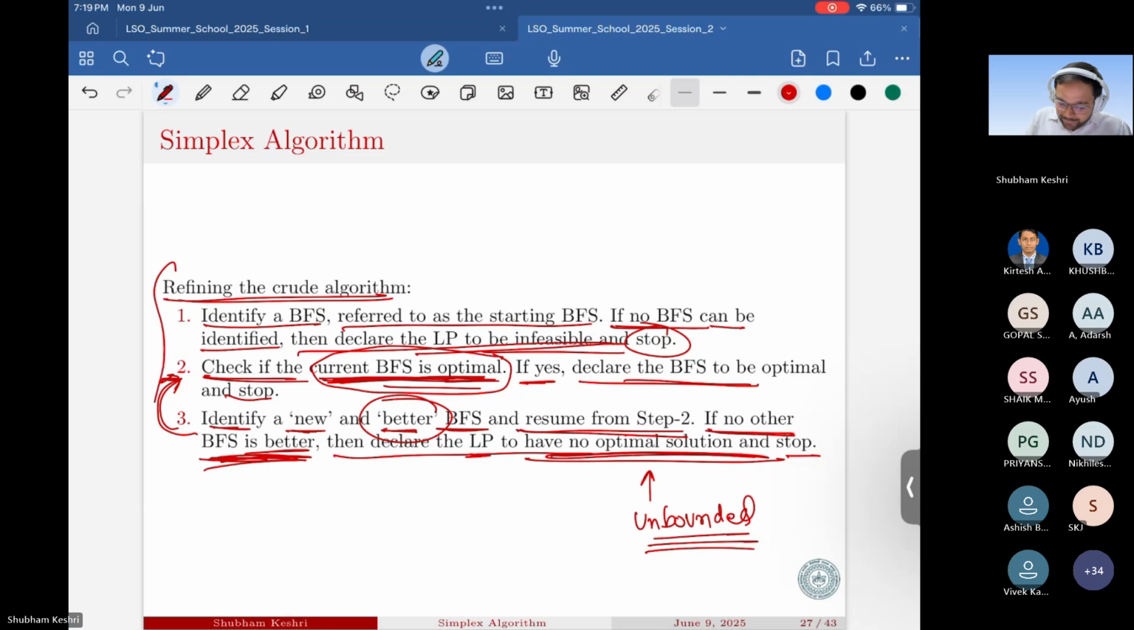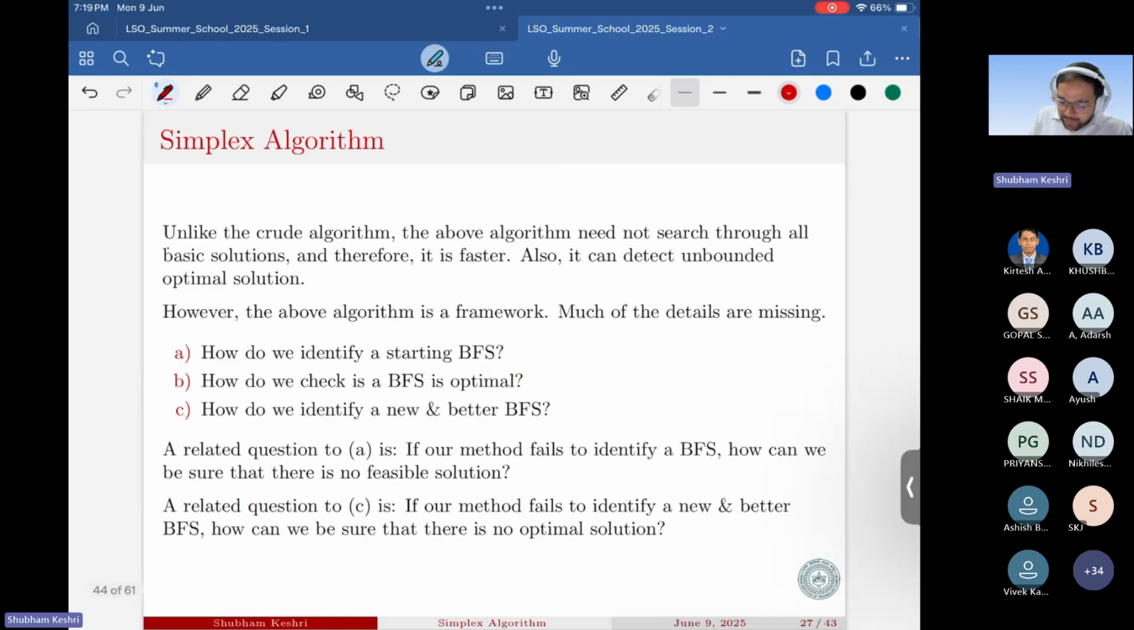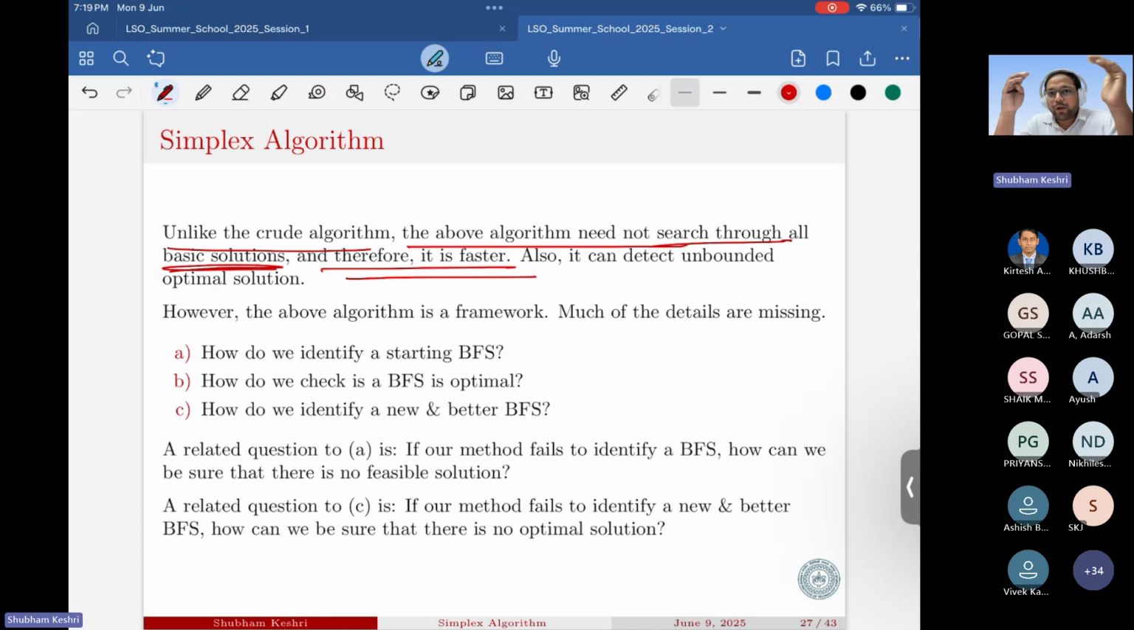Unlike the crude algorithm, the above algorithm need not search through all basic solutions, and therefore it is faster. The point that it doesn't have to search for all basic feasible solutions or basic solutions makes it faster, and it can also detect unbounded optimal solutions. However, there are some questions, details are missing.